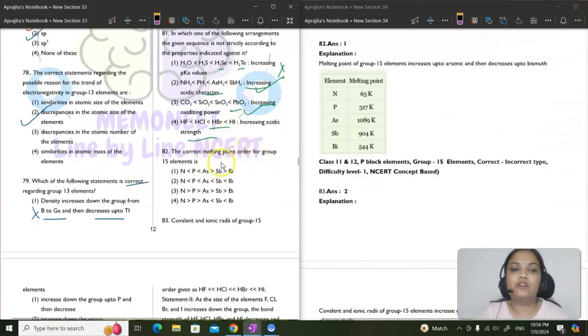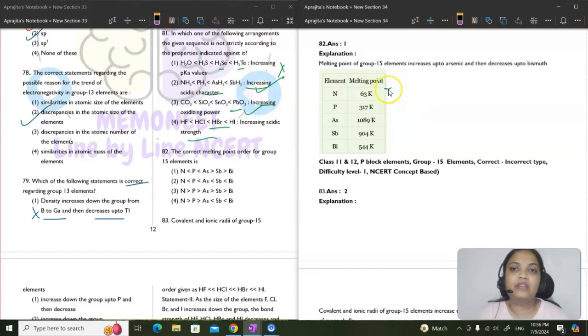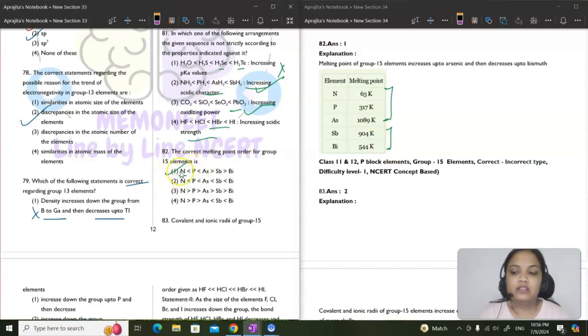Next is question number 82. Correct melting point of group 15 elements. So again you can see here the melting point increases up to arsenic and then it decreases up to bismuth. So answer is going to be option 1. It increases from nitrogen to phosphorus to arsenic, then decreases from antimony to bismuth.